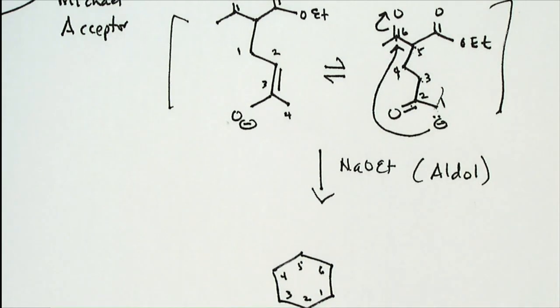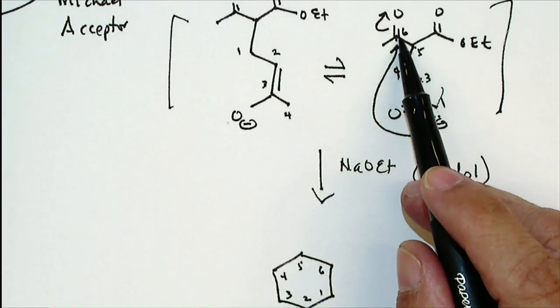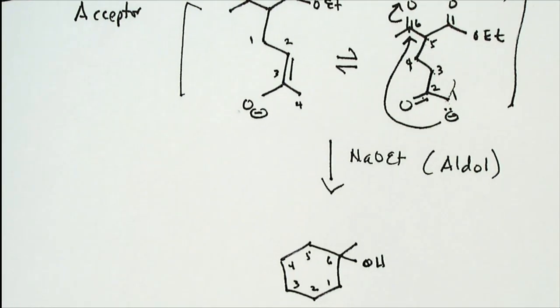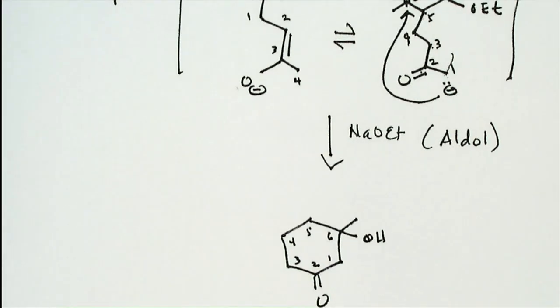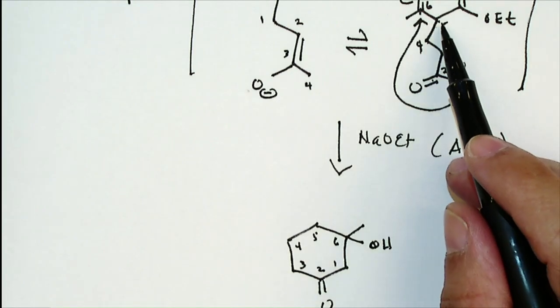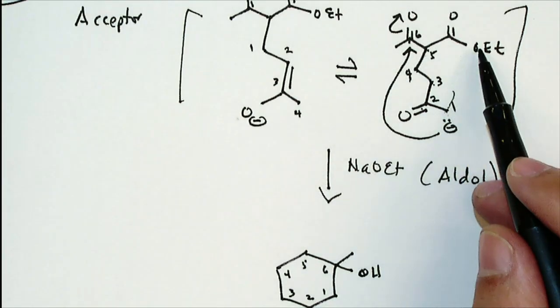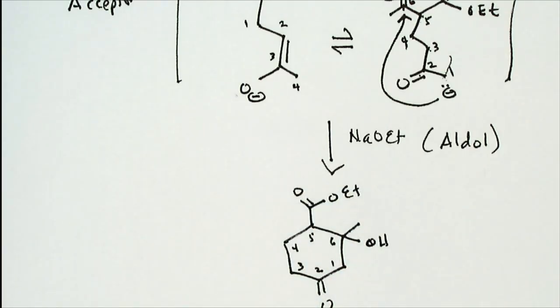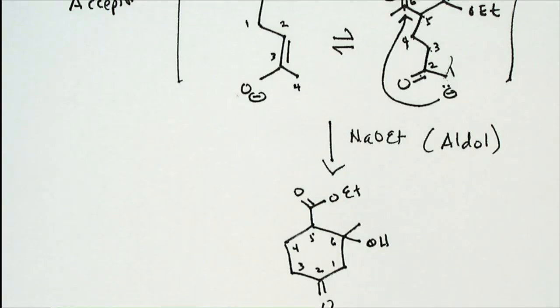All right, once I've made that ring, what else do I have? Well, on carbon number 6, I will have a methyl group and an O minus, which we know is going to be protonated to an alcohol. So let's just do that now instead of taking time to draw something else. Carbon number 2 has a carbonyl. So therefore, I have a carbonyl there at number 2. And carbon number 5 has an ester, and that is what I get from the aldol addition.